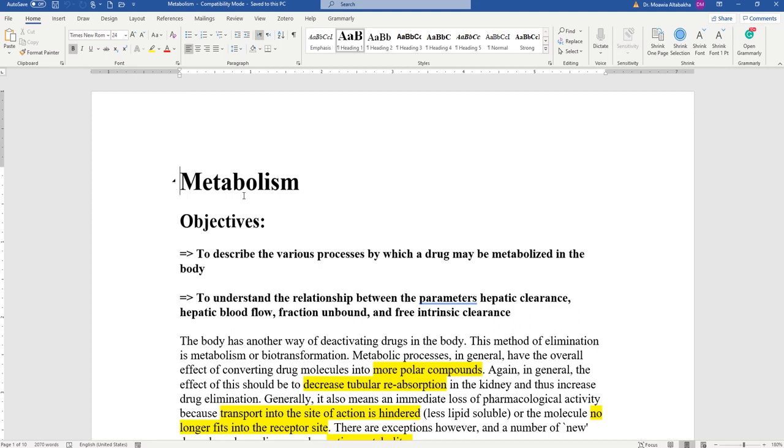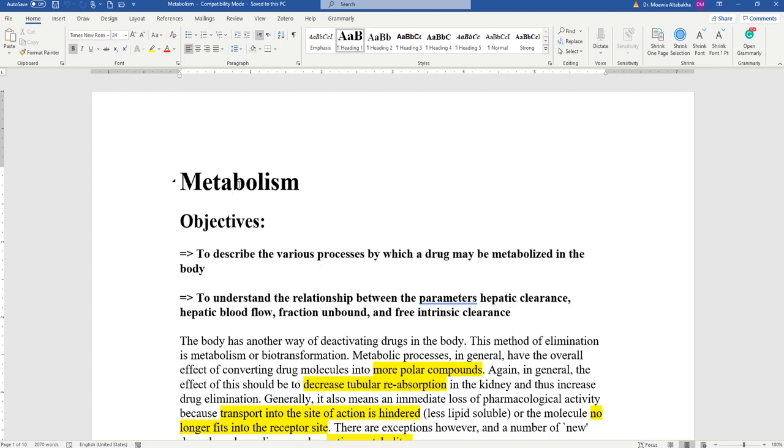Today we will talk about metabolism. Before we talk about the objectives, I want you to know that metabolism is a way to eliminate a drug from the body. So it's part of the elimination.